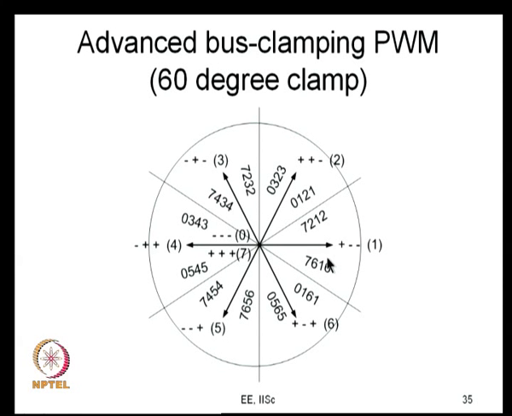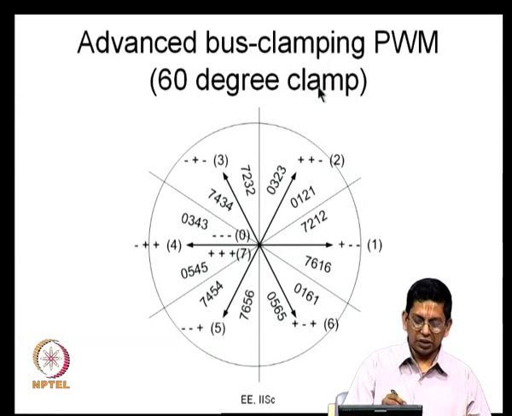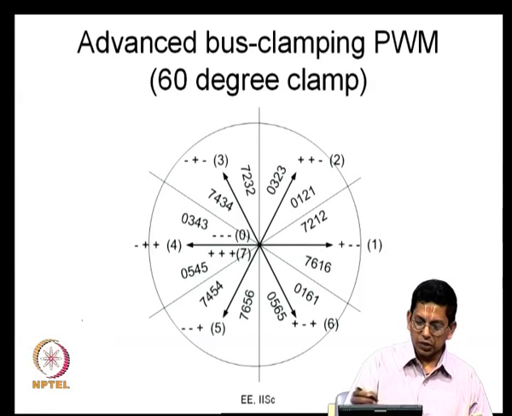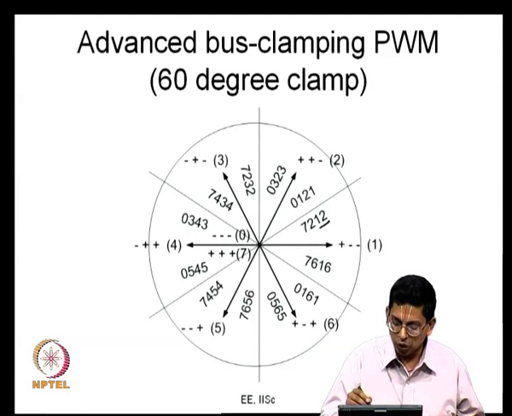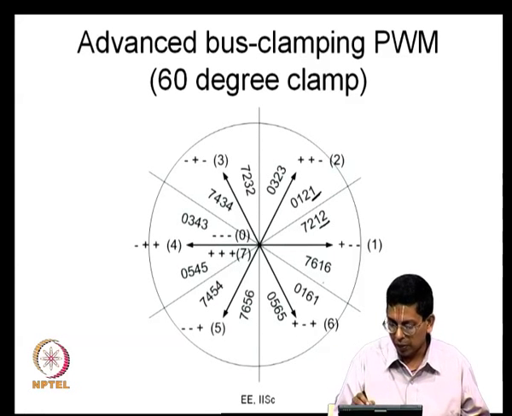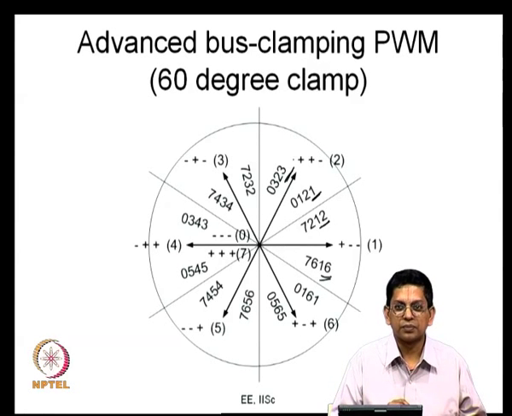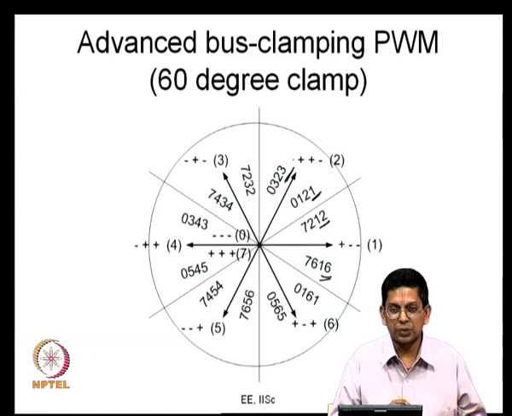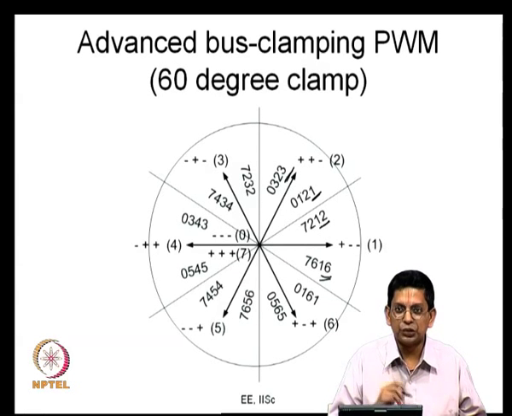If you can see, this is very similar to our 60-degree clamp. This is 60-degree clamp I have just changed. What is the change I have done here? Very easy to see. You see I have set 7212 here instead of 721. Instead of 012 I have set 0121. You see this. I have just changed the switching sequence. Nothing more I have done. That is the reason I was emphasizing on bus clamping PWM so far, because it is very important for us to go to this advanced bus clamping PWM. Sequence 721 and 012 I have replaced by 7212 and 0121 as shown here.